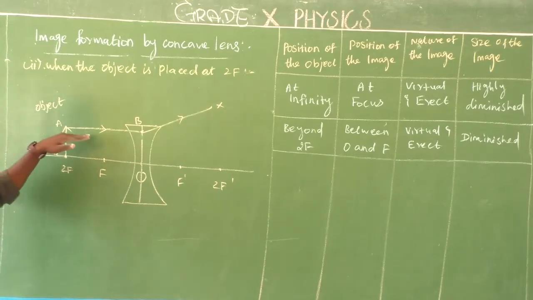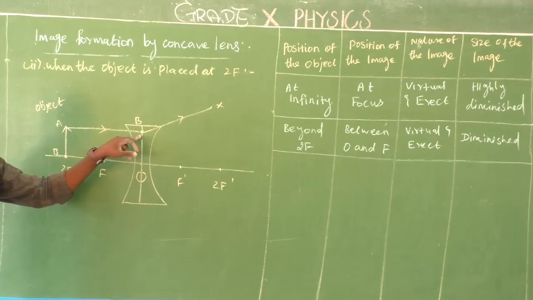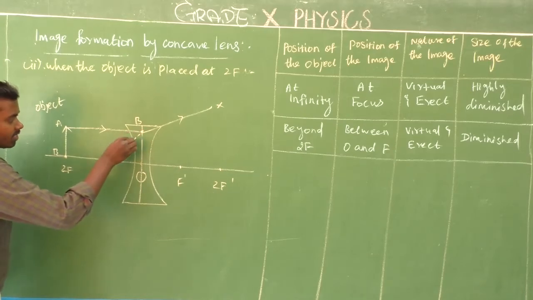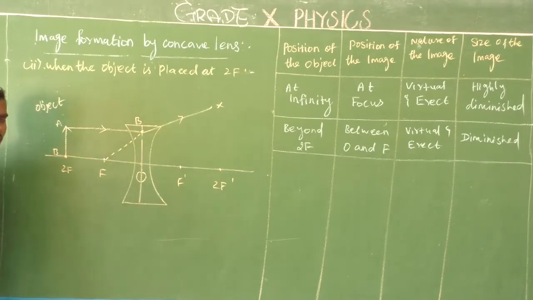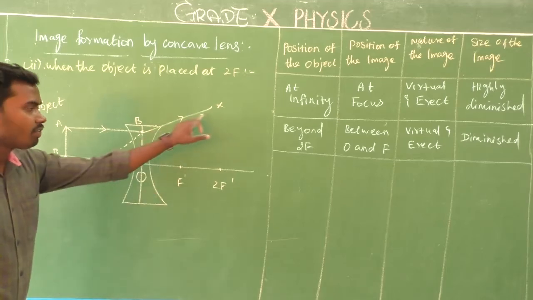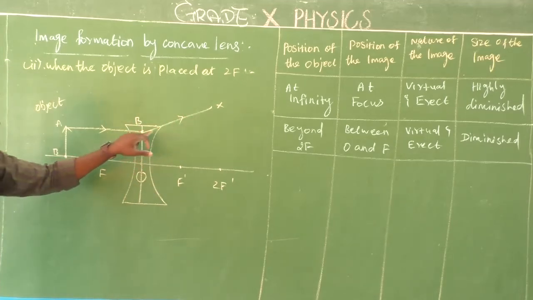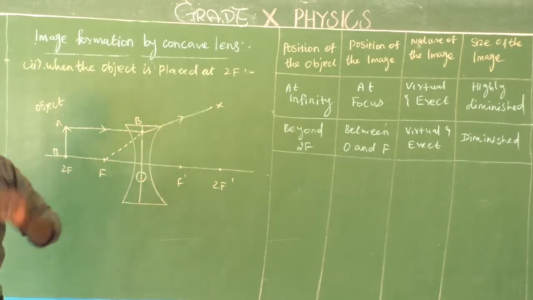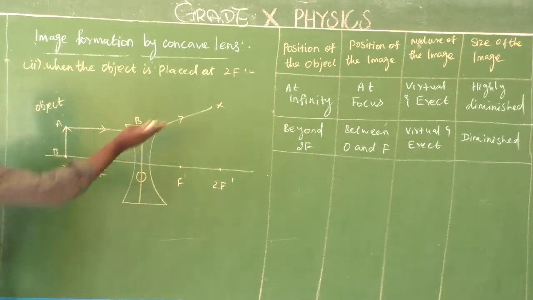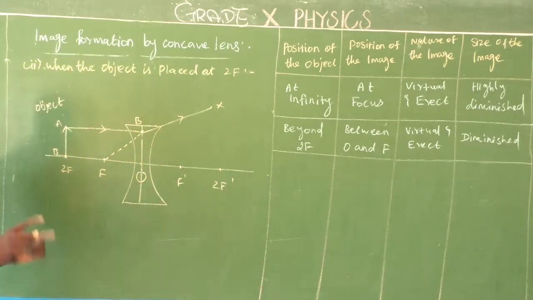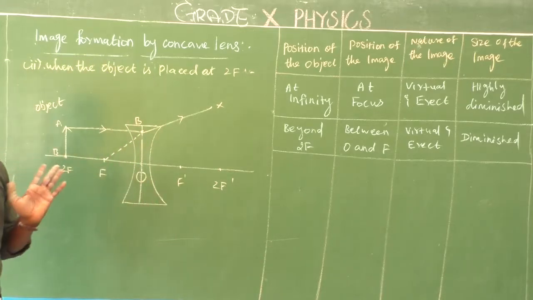So what is the first rule? If the ray of light is parallel to the principal axis of a concave lens, then after refraction it appears to come from its focus. So if we extend this refracted ray BX at the backside, note this point, it appears to come from its focus. Am I right? Very simple. So first rule completed.